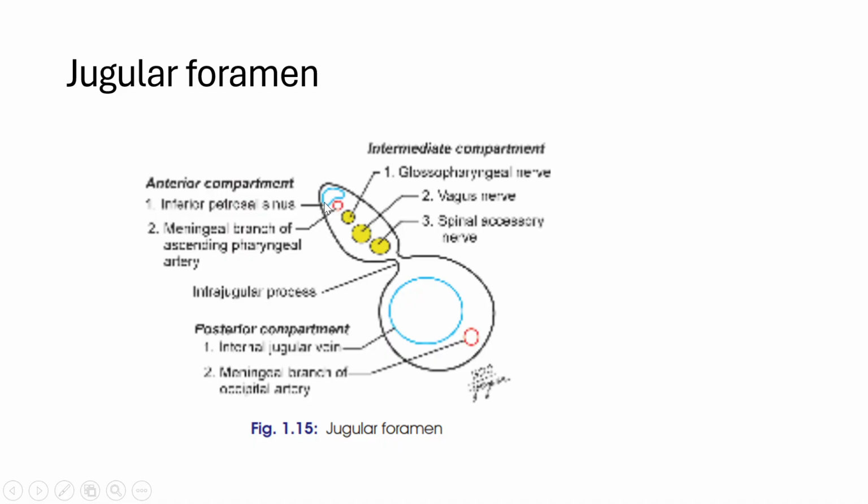Here you will see the inferior petrosal sinus is passing, this IPS, and the meningeal branches of the ascending pharyngeal artery are passing here. Now you will see the 9th, 10th and 11th nerves are passing through the anterior part. Through the posterior part of the jugular foramen is passing the internal jugular vein along with the meningeal branch of the occipital artery. So this is a very important foramen, quite frequently asked in exams. So you can see IPS and APA, the 9th, 10th, 11th nerves, and internal jugular vein and meningeal branch of occipital artery.